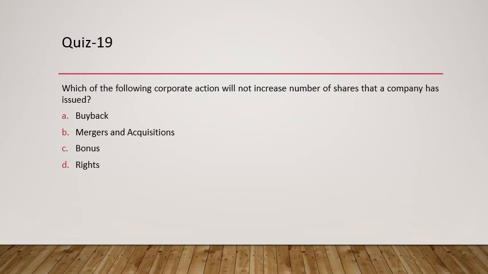19th question is, which of the following corporate action will not increase number of shares that a company has? So, essentially, in bonus, the number of shares will increase. In rights, it will increase. In mergers and acquisitions, also it will increase. The merged entity will have more shares, but buyback will reduce the number of shares. So the answer is A.